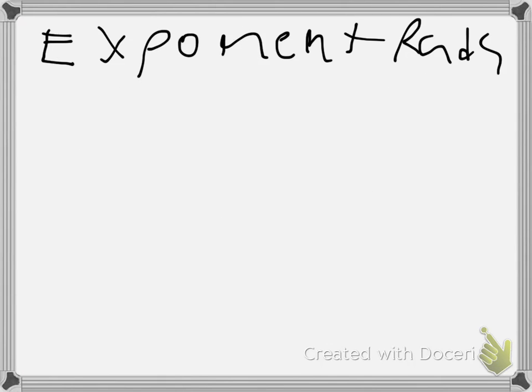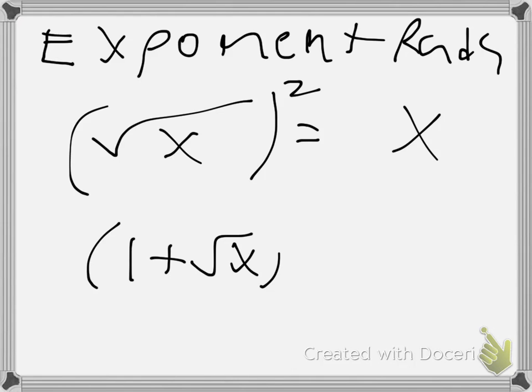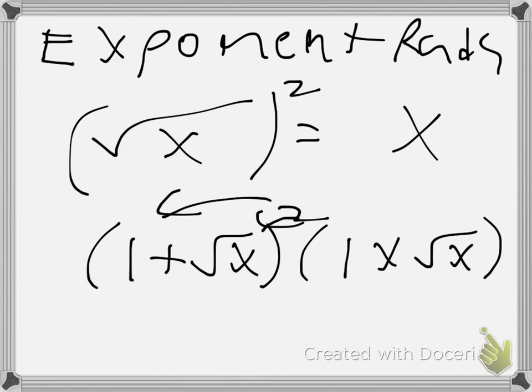And then there's taking a radical to the power of something. So if I have the square root of x and I squared that, I simply get x. But I can also do this with whole expressions. So if I had 1 plus square root of x squared, it wouldn't just be applying this square to both of those. You would have to write it out next to it and distribute.